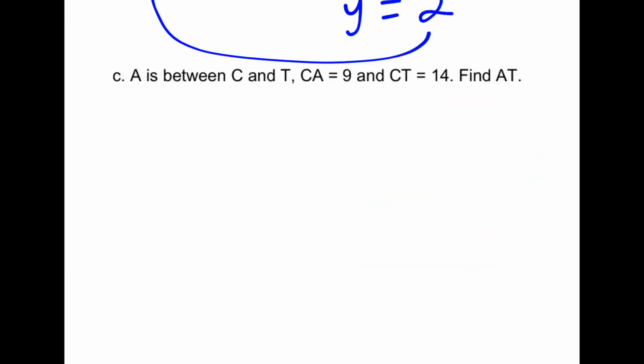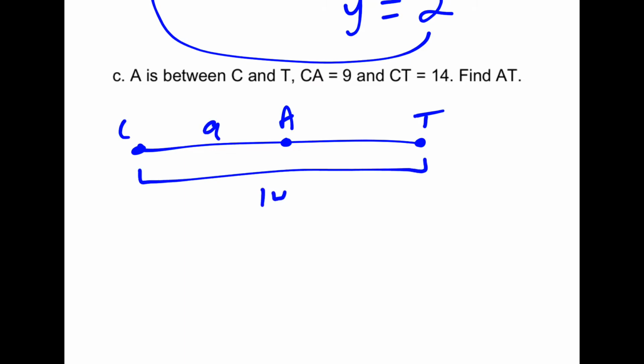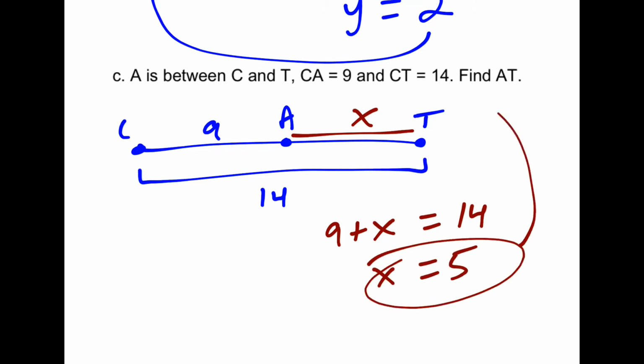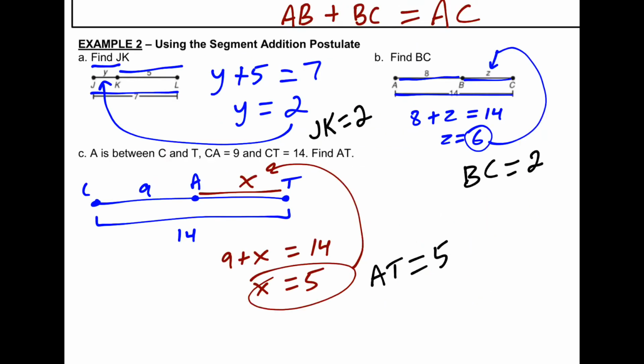Sometimes you have to draw the diagram. And we'll just stick A in the middle of C and T. It might not be perfectly to scale. They tell us this part is 9. The entire thing is 14. What's the missing part, AT? So 9 plus what is 14 is really what we're saying. If we call this x, 9 plus something is equal to 14. That's going to be 5. Notation-wise, we can say JK is 2, and BC is 2, and AT is 5.